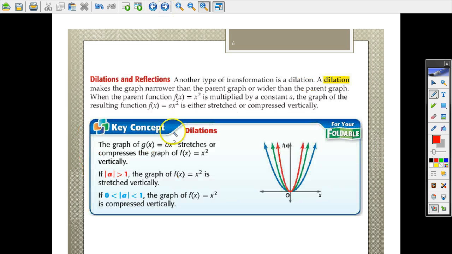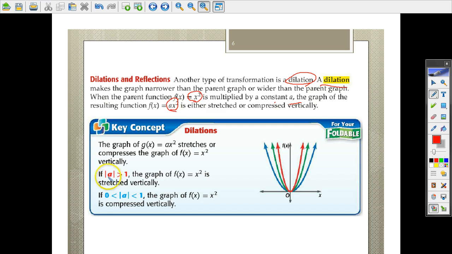All right, welcome back. Dilations and reflections. Another type of transformation is called dilation. Dilation makes the graph narrower or wider than the parent graph. So now it's not just shifting up and down, the actual curve is going to get wider or narrower. That's called dilation, and that happens when it's multiplied. The parent function x squared is multiplied by a constant a. So now you have not just x squared but a times x squared.